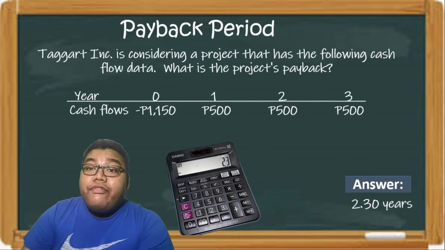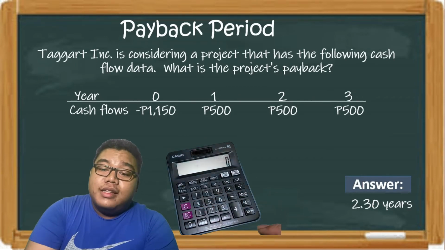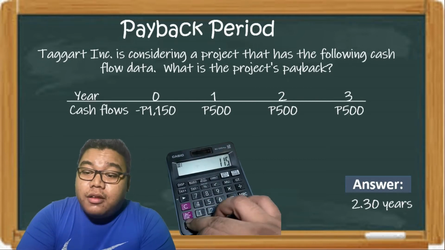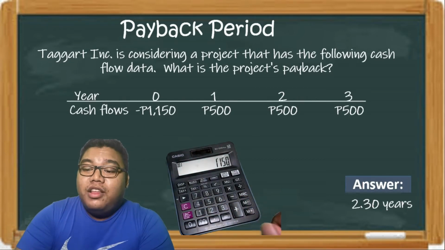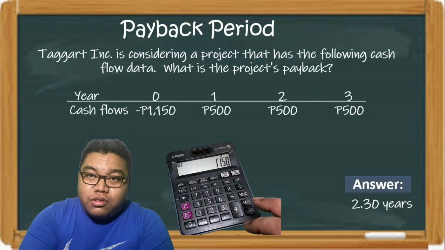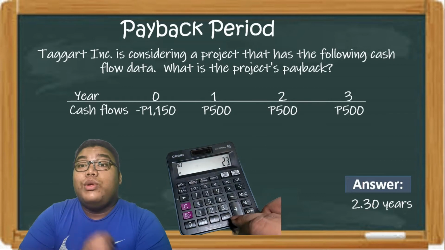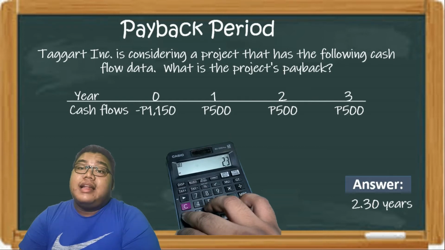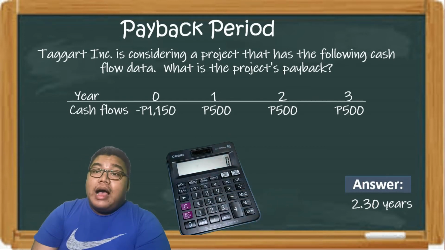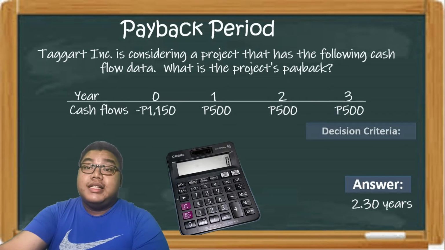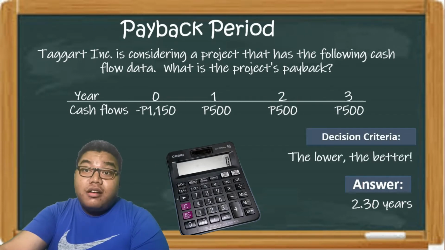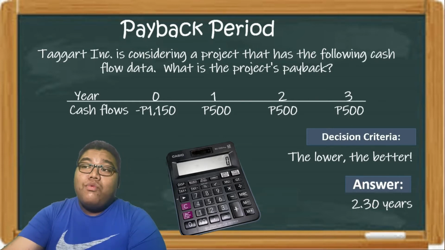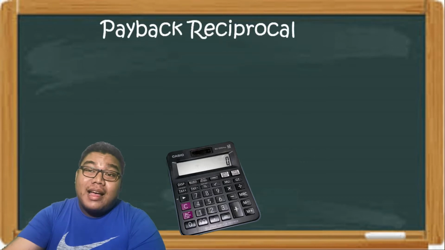As a shortcut, if the cash flows are uniform, we can instead do 1,150, which is the initial investment, divided by the periodic cash flows, which is 500. So we will still get the same answer, 2.3 years. So in deciding whether an investment is acceptable, how would we use payback period? The decision criteria here is the shorter or the lower the payback period, the better or the more acceptable it is.